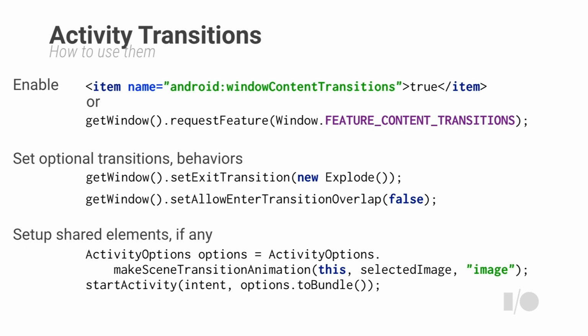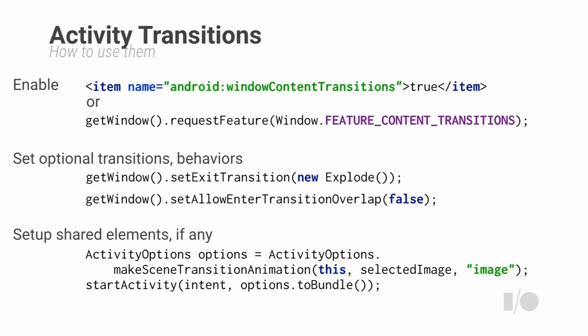So once you enable transitions, you're going to get some default behavior. It's just going to crossfade between your activities by fading the items in and out as you go between activities. But you can set up custom animations. Here we're going to use an explode on the exit transition. So as I leave my activity, items are going to stagger and animate out to the top and the bottom.